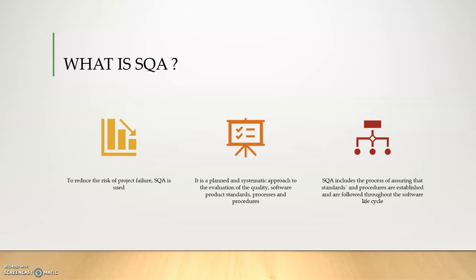It is a proper document that every stakeholder, be it a developer or a client, can see, and see that every standard needs to be followed. So SQA includes the process of assuring that standards and procedures are established and are followed throughout the software lifecycle. It's monumental to reduce the risk of project failure. SQA does that.